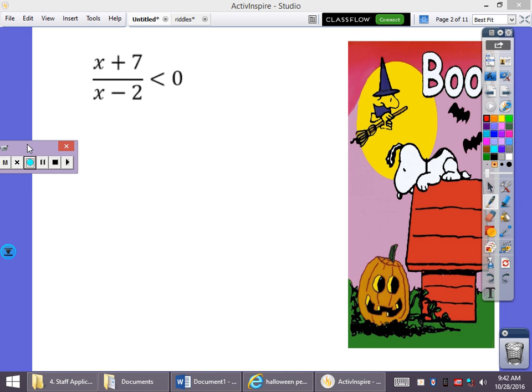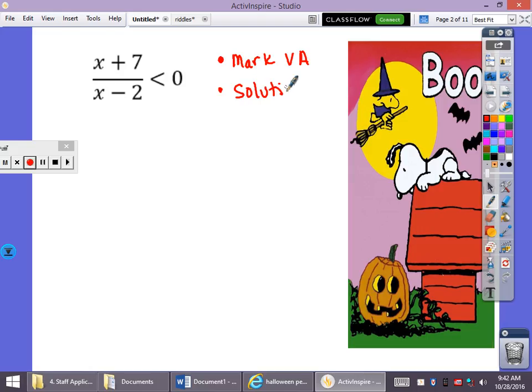So, again, not a new problem. This is a problem from the warm-up. The change is this less than symbol, okay? And less than 0 means what? Negative. I'm looking for negative answers, okay? All right. I need to do the following. I need to mark vertical asymptote and solution. Okay? This is going to be very similar to when we graphed rationals.